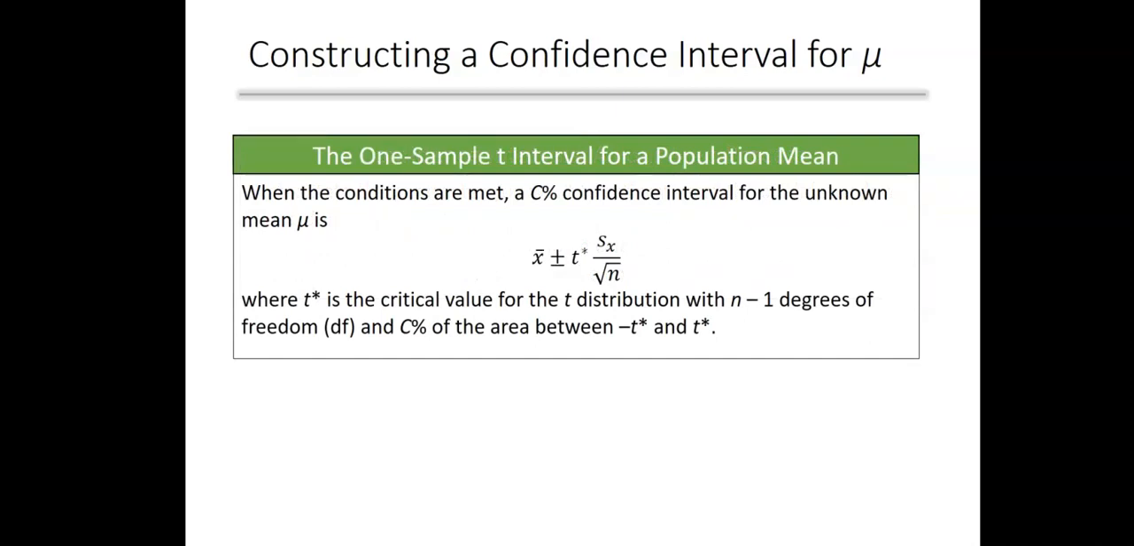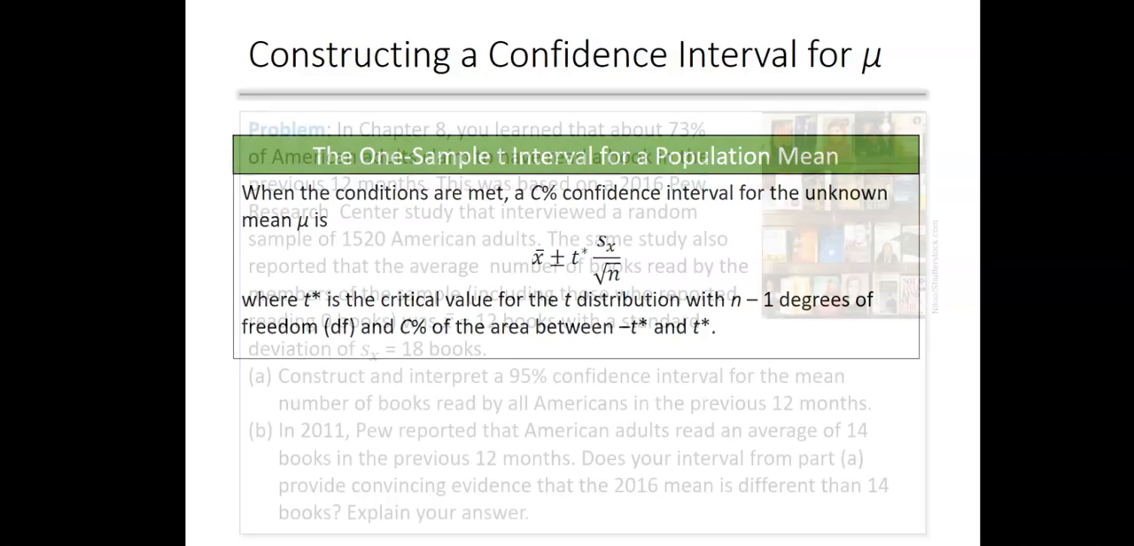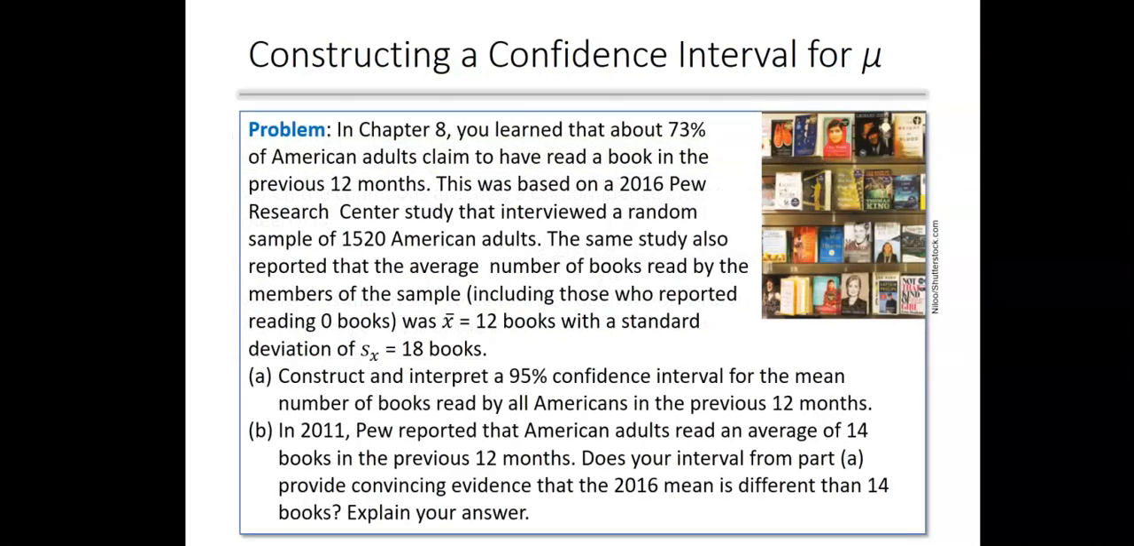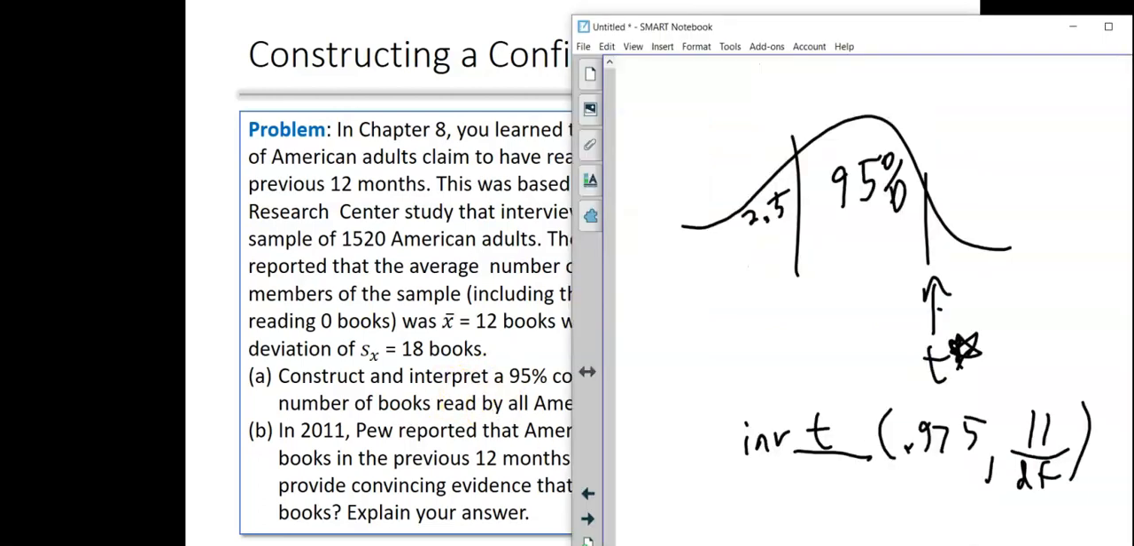Okay, so let's try this one. This is actually our formula. You want to write that down in your notes for how to conduct a confidence interval. In this case, you might be familiar with this example. 73% of Americans claim they've read a book. The average number of books read in a year is 12. Standard deviation is 18, so there's a lot of variation there. Construct and interpret a 95% confidence interval.